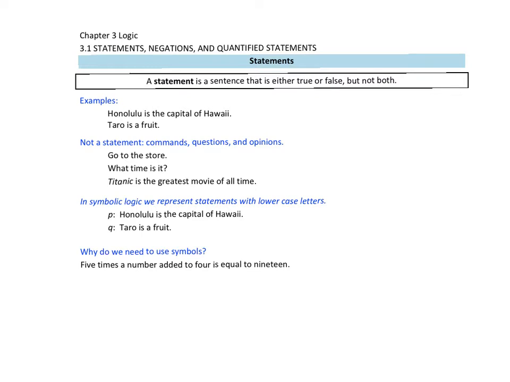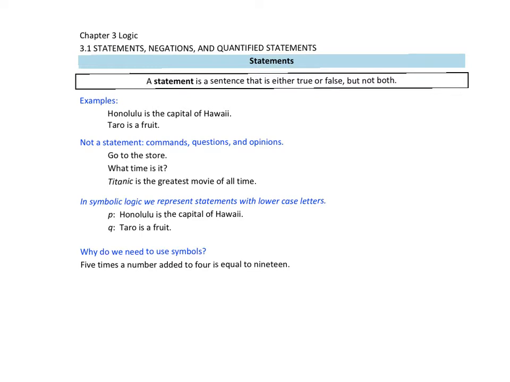If you've ever served on a jury and you had to look at charges, formal charges, that's written in logical language. Whenever you look at a contract, it's written in logical language. So logic is very important. It's important for us to understand.